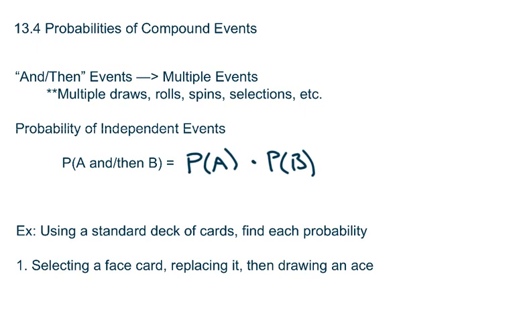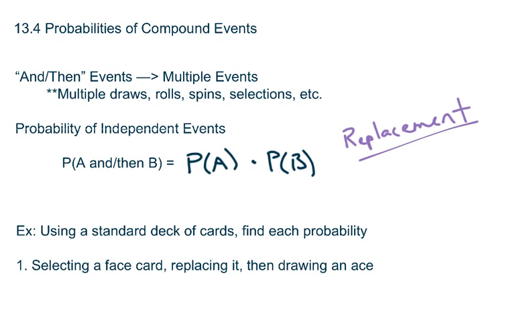A lot of times, when we're talking about independent events, you're going to hear or see the word replacement. We're going to put the card back, put the sock back in the drawer, put the marble back in the bag. We're going to replace what we're drawing from. And that's what makes the draws independent when we're drawing out of a deck of cards or a bag of marbles.